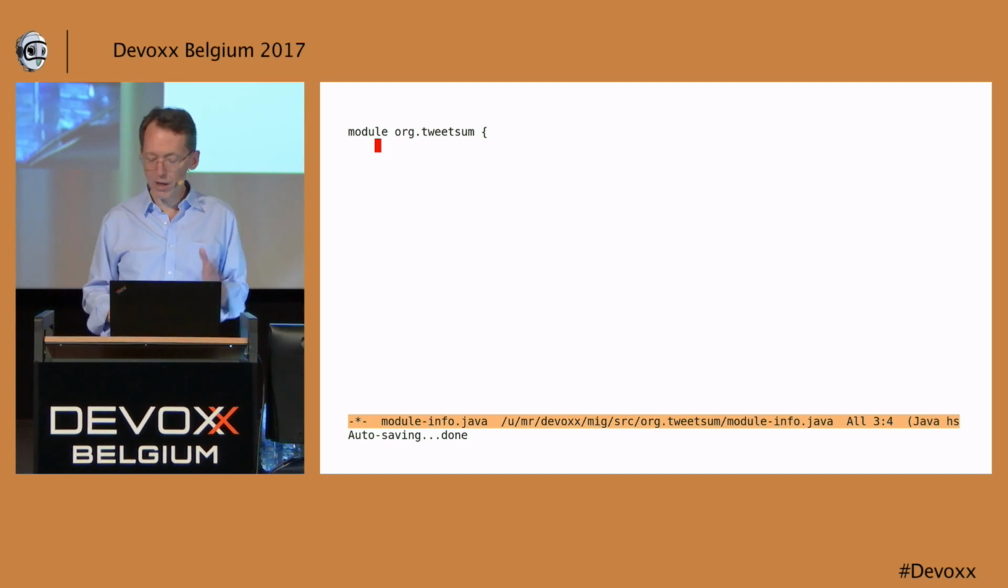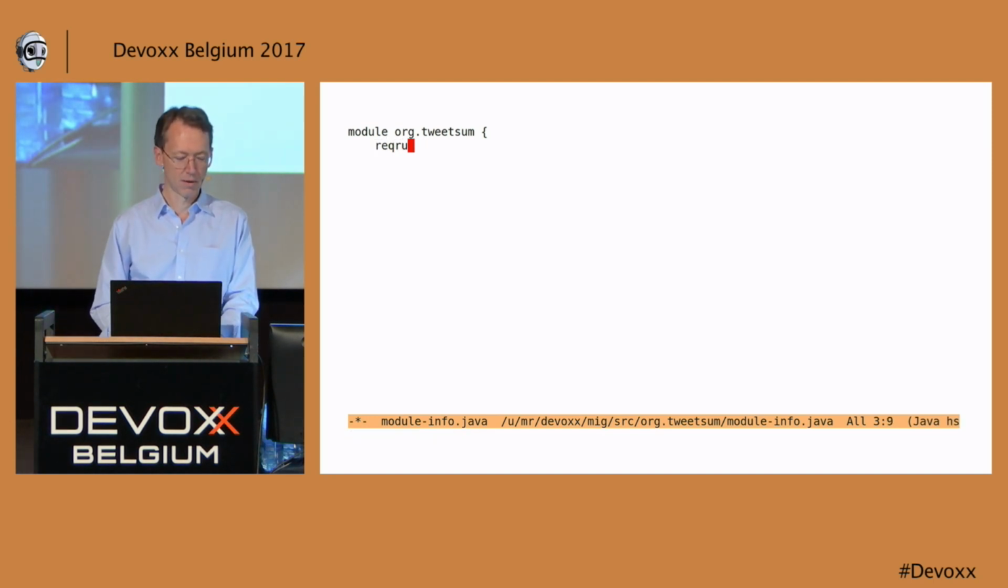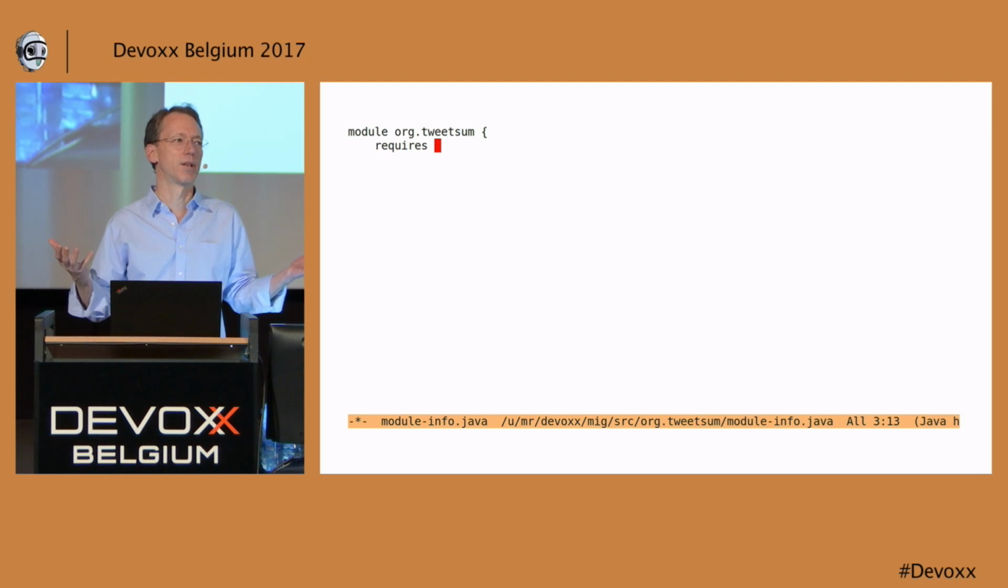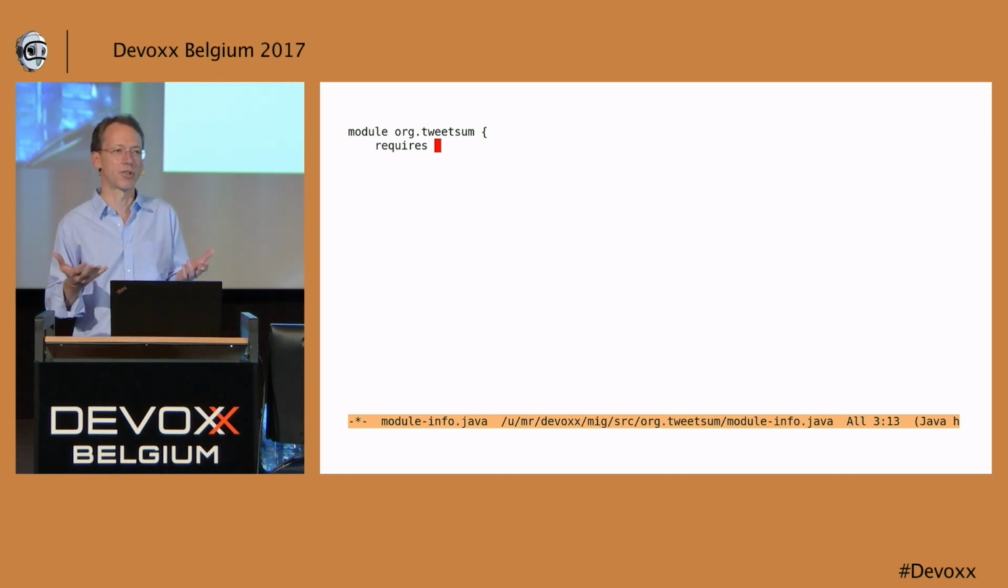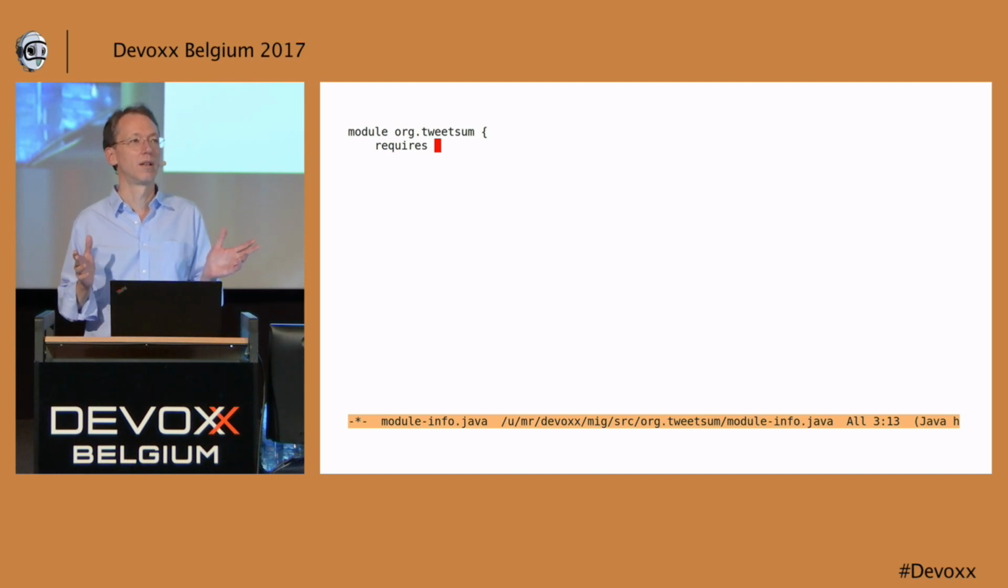What does it require? Well, we know that it's using the Jackson API to deserialize the JSON into the Tweet POJO instances. So we could write requires, if I can spell requires, but what? Because all we have are Jackson jar files. They're just jar files. They're actually jar files that are a couple of years old. They're not modules. What do we do here?